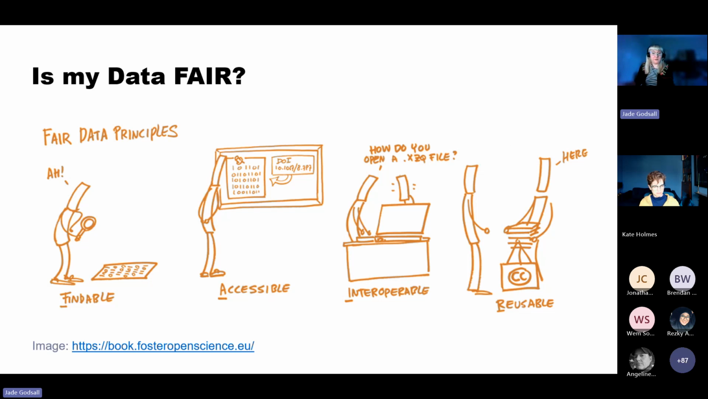Is it reusable? So is it easy to be used? Is it well documented, formatted, described? Is there a README text which covers the necessary information to use the data? Has it been published with a license that is clear in terms of reuse?